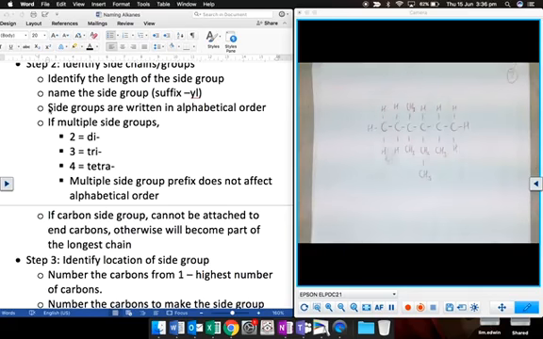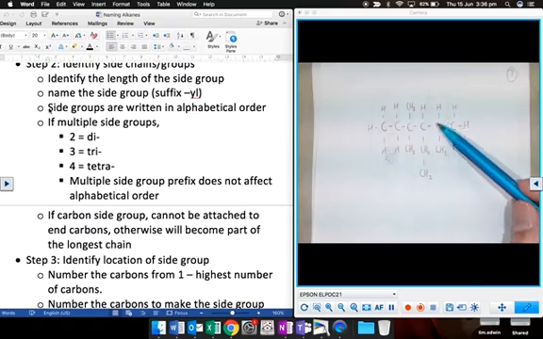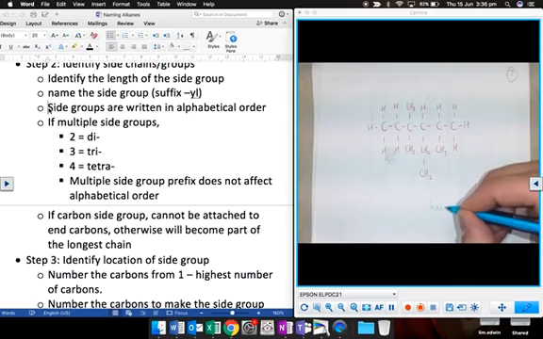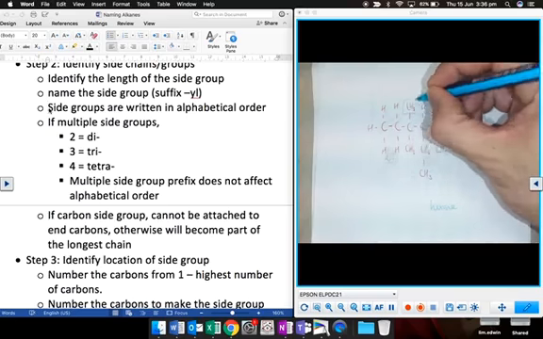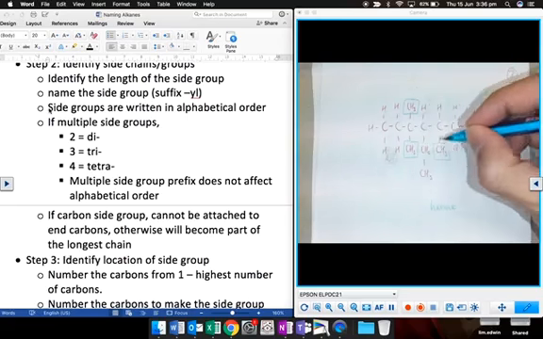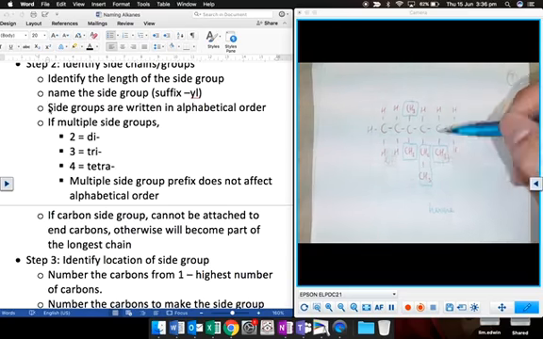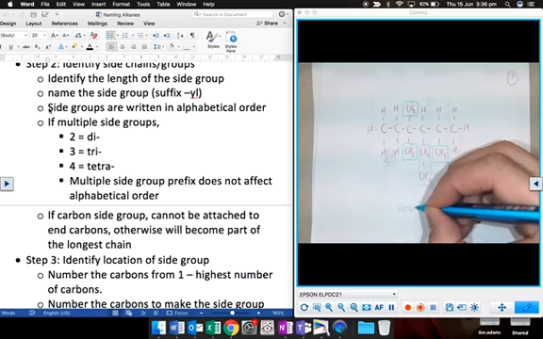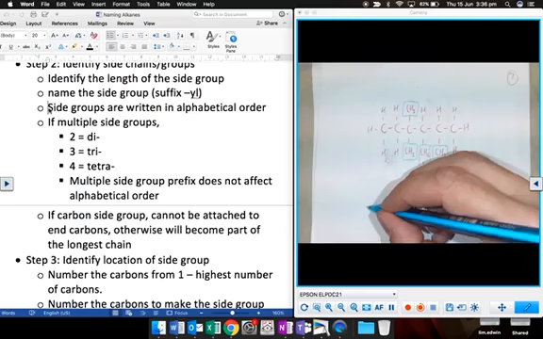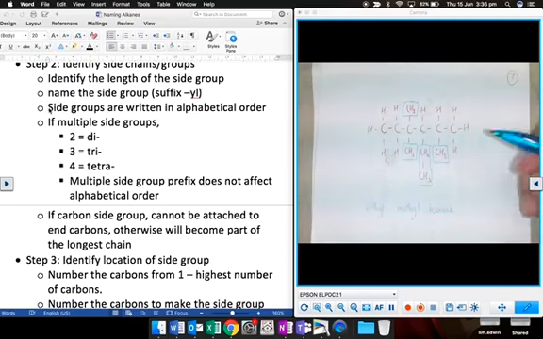Right? Let's try this next one. It's a bit harder. How many are there in the longest chain? 1, 2, 3, 4, 5, 6. It's a hexane. Okay? How many side groups do we have? 4. 4 side groups. Okay? We have 1, 2, 3 methyls and 1 ethyl. How do I show that I've got 1, 2, 3 methyls? I've got to call it trimethyl.